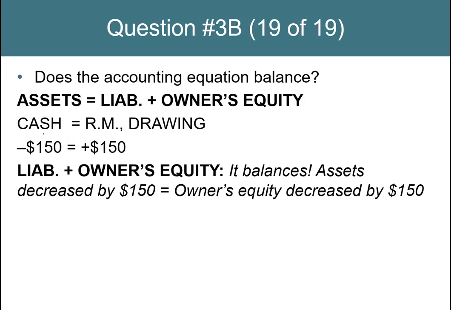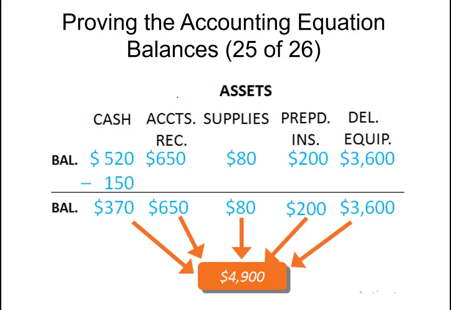There will be a reduction in cash. Our asset will reduce by 150, but our owner's equity will also reduce by 150. An increase in drawing will reduce our owner's equity. So the new cash balance will be 370, which is equal to 520 minus 150. 520 minus 150 drawing. So our new cash balance will be 370.